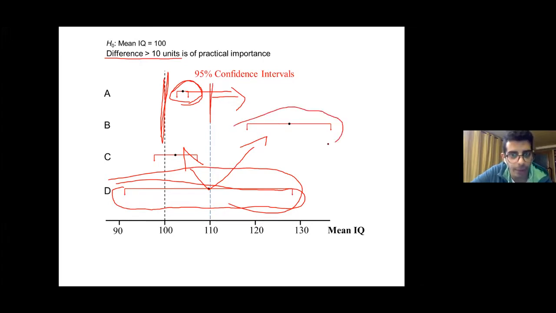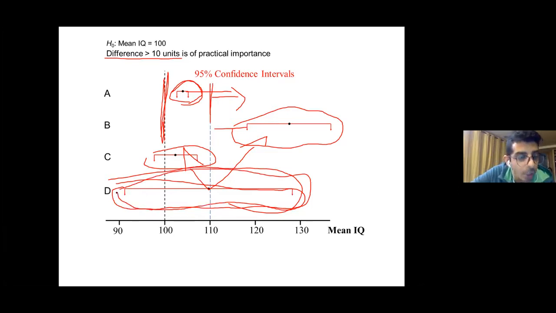What about this one? Is it significant? Significant, both. It's significant and important because it's not touching the mean and it's beyond this line. What about this one? Is it significant? Is it important? No for both, right? It's not significant or important. What about this guy who covers everything? You would tell him to collect more data because right now it's inconclusive, right?